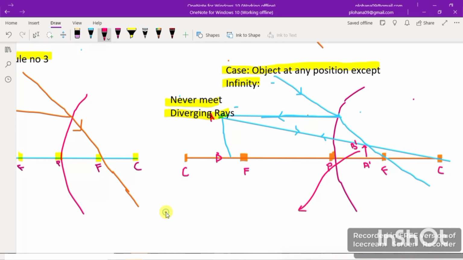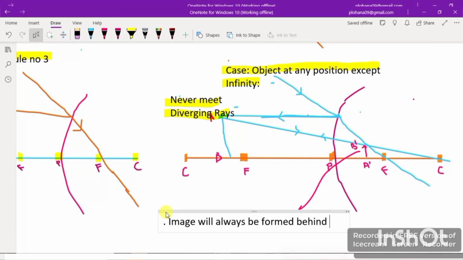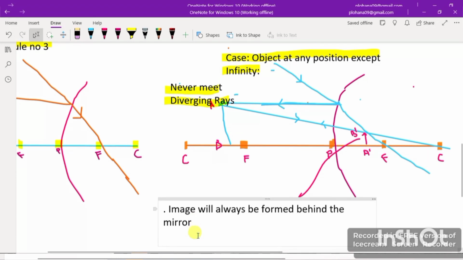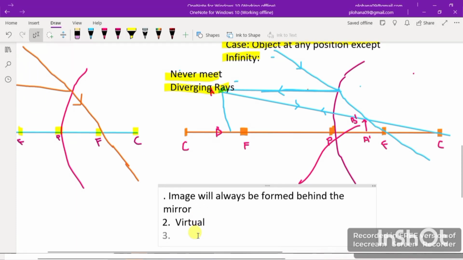Let me write here. First point is what? The image will always be formed behind the mirror, right? Second point is what? It will always be virtual. Thirdly, it will be upright. Right. So these will be the three properties of this picture. Wait, let me use the highlighter.